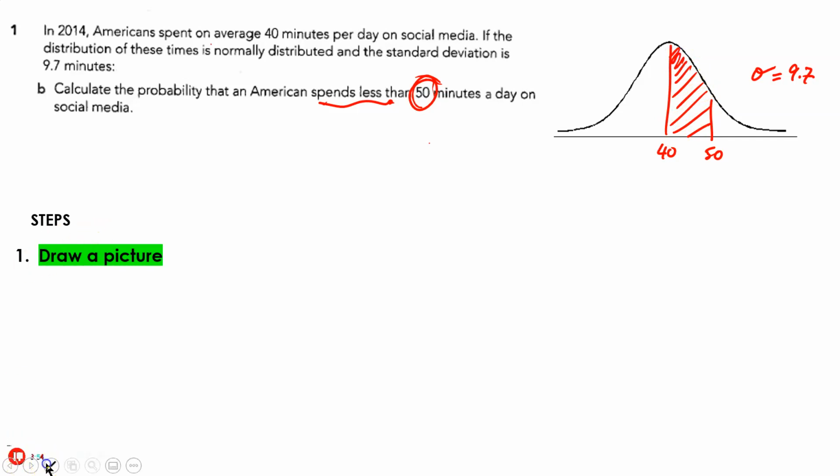Plus, I'm just going to change colors for a second. Plus, this area is less than 50 as well. Now, the purple area is equal to 0.5. It's because it's half the data. The median, the mean, is halfway. So anything less than that must be 0.5. So we know that value already. The red part we get from the table.